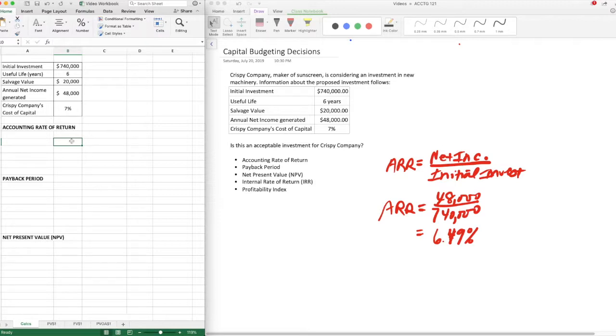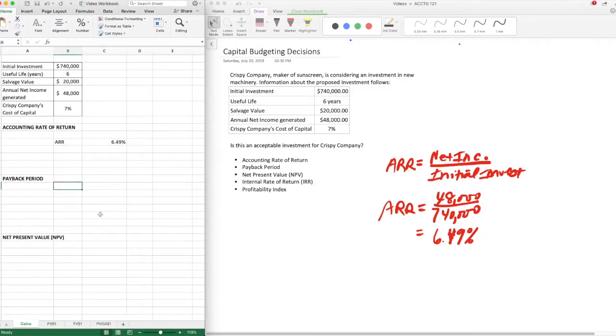The next one we're going to look at, though, is what's called payback period. So I'm actually going to build this Excel file over here that I can give to you all. The accounting rate of return here is equal to the 48,000 divided by the 740,000. And so if we turn this into a percentage and we move the decimal place a couple times, we're going to get 6.49%.